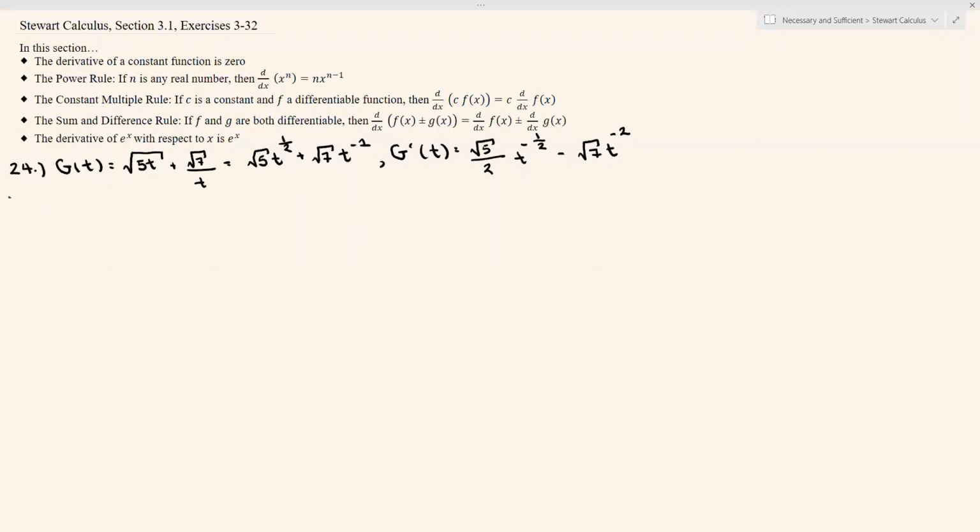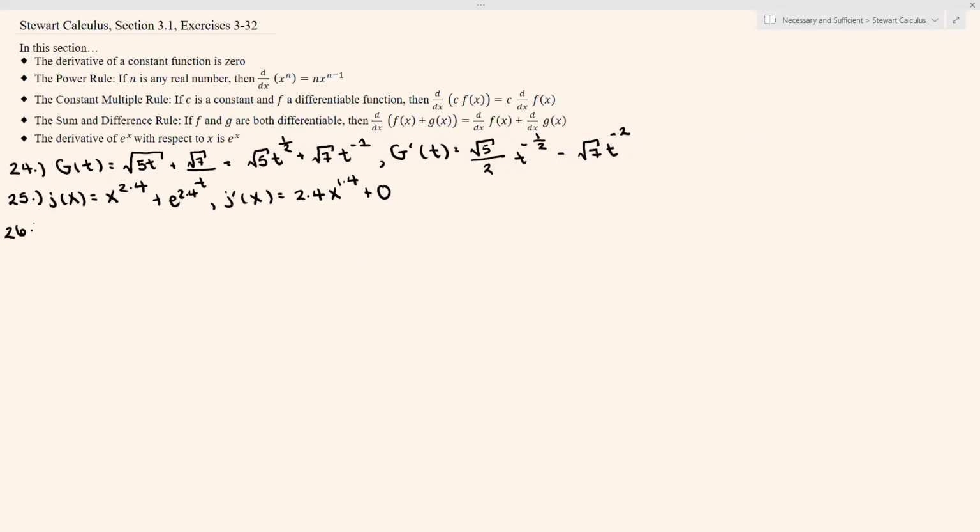Let's move on to problem 25. We have j of x is equal to x to the power 2.4 plus e to the power 2.4. So j prime of x is equal to, so x to the 2.4, we have 2.4 x to the power of 2.4 minus 1 is 1.4. And remember, e is just a number, 2.4 is just a number. This is a constant, so its derivative is 0, plus 0.